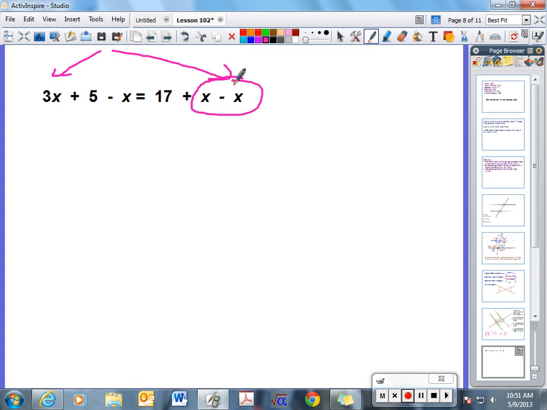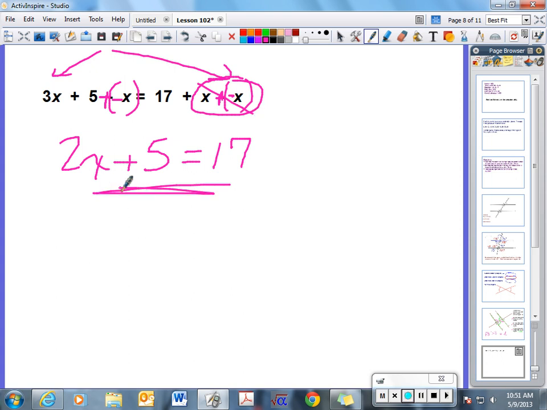I'm going to add the opposite here. So this is add the opposite of x, which is negative x, and I'm going to add the opposite of x here, which is also negative x. Okay, that's a plus sign. All right. So if I have 3x and negative 1x, I end up with 2x on this side, plus 5. That takes care of the left side. And I have 17. And I've got x plus negative x, which actually cancels each other out. All right, now this looks like something we're used to solving.